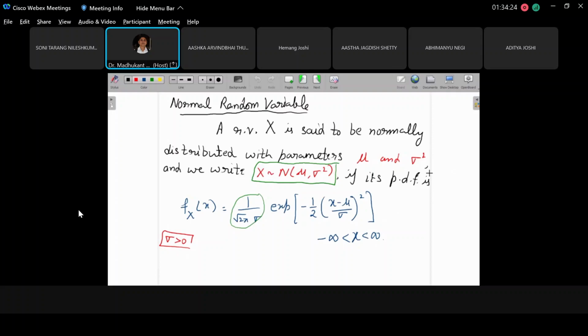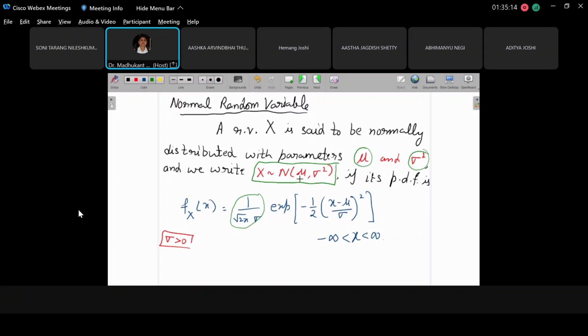What more can we do about it? Let me first give you the definition, then we will see that plot. A random variable X is said to be normally distributed with the following parameters: one parameter is mu and another is sigma square. These are nothing but the mean and variance respectively of this random variable. We write X follows normal distribution N(mu, sigma square) if its PDF is the following.